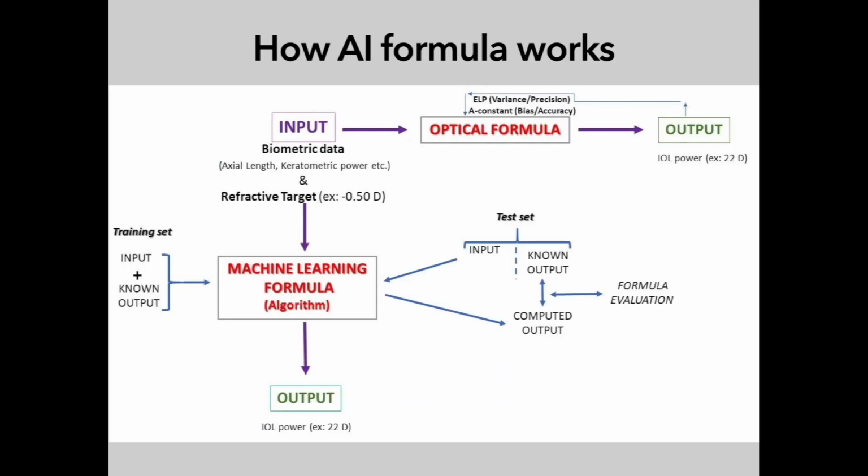This flowchart shows how an AI formula like Pearl DGS works. The usual AI formula has 10 to 30,000 cases of data. Patient biometric input data is calculated with a machine learning formula or algorithm. Training set data can improve or evolve the AI formula, so the updated version improves with more and more data.